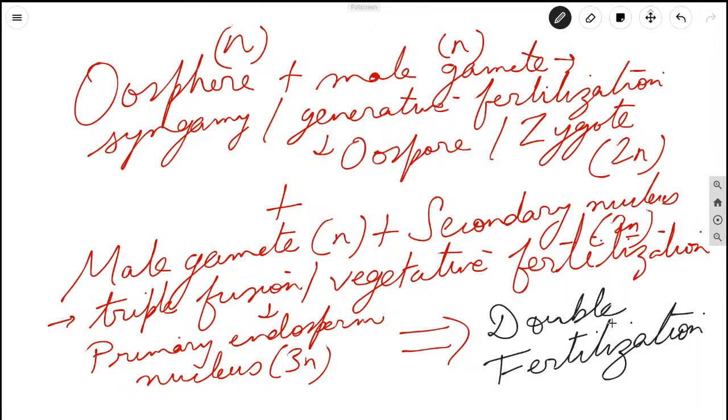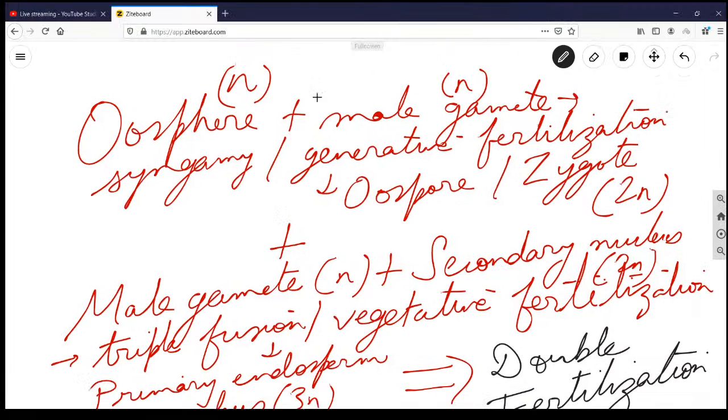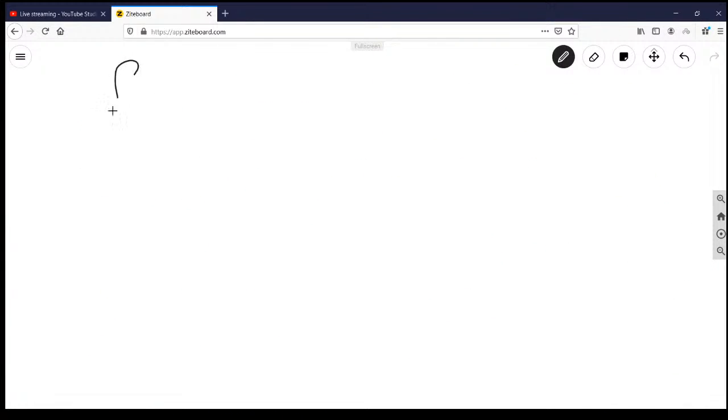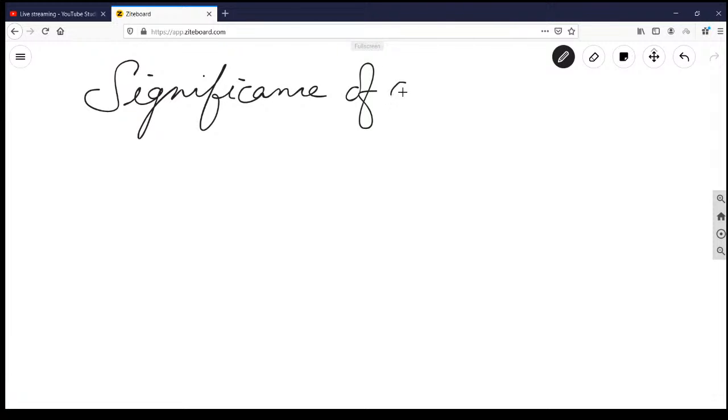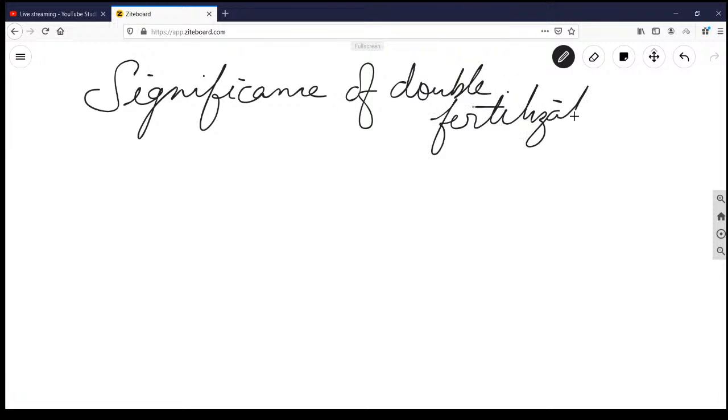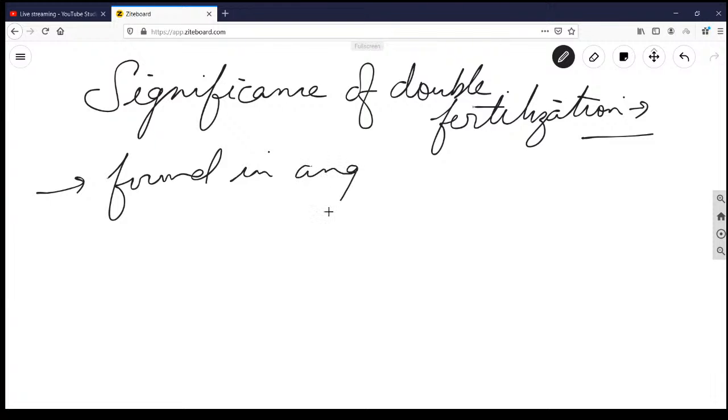Now, what is the significance of double fertilization? That should also be understood in detail. Double fertilization is found in angiosperms only. Number one thing is it is found in angiosperms only. Note it down.